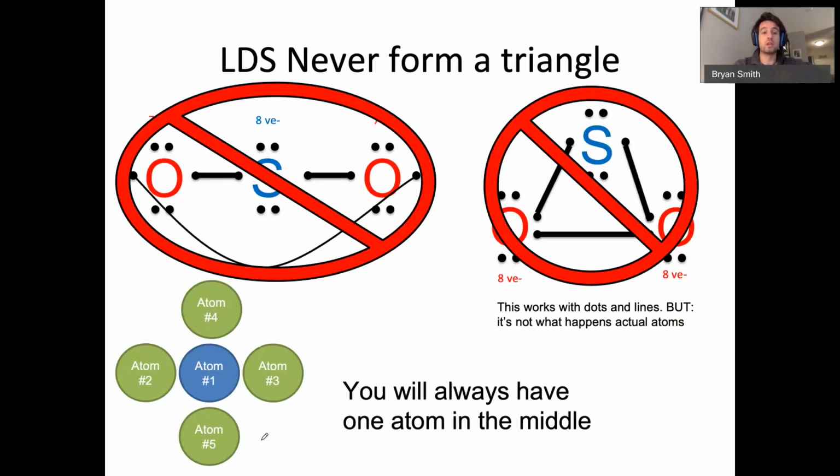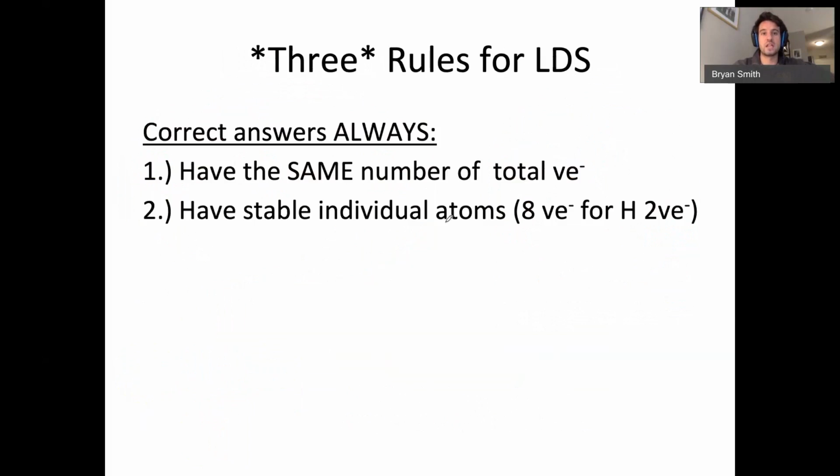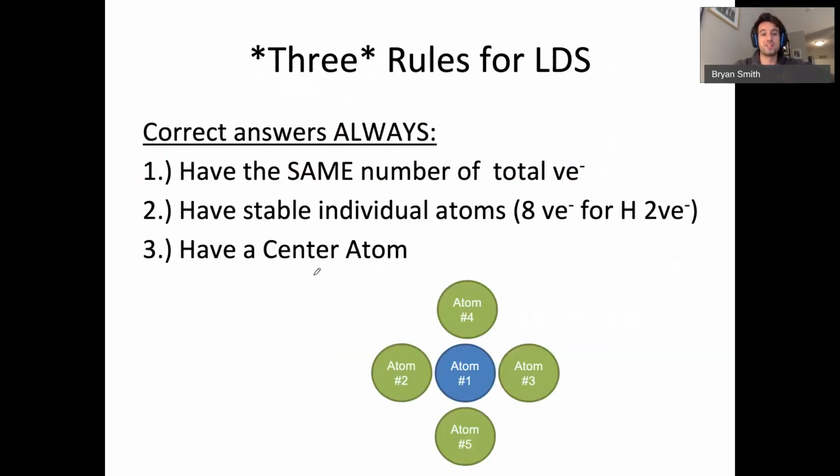I would recreate this in your notes, and then I would also write this down as a third rule of LDS. So always have the same number of total electrons, always have stable individual atoms, and then the third rule is have a center atom. You need to have an atom here in the middle. So make sure you add this third rule to our two, now three rules of Lewis dot structures.